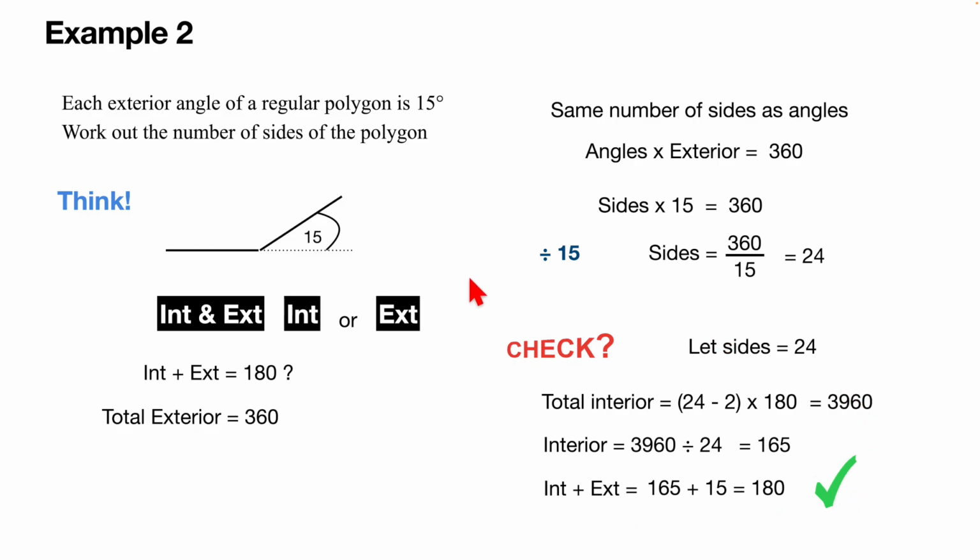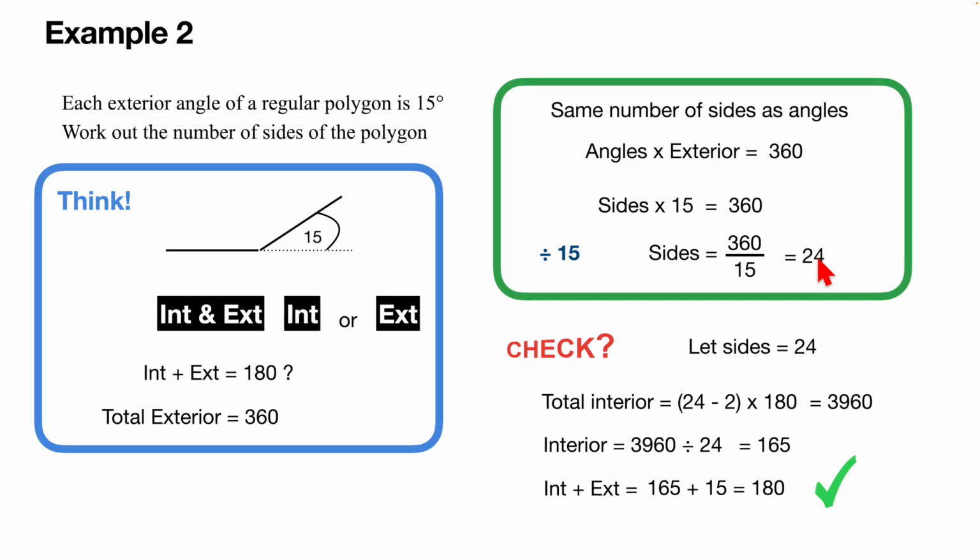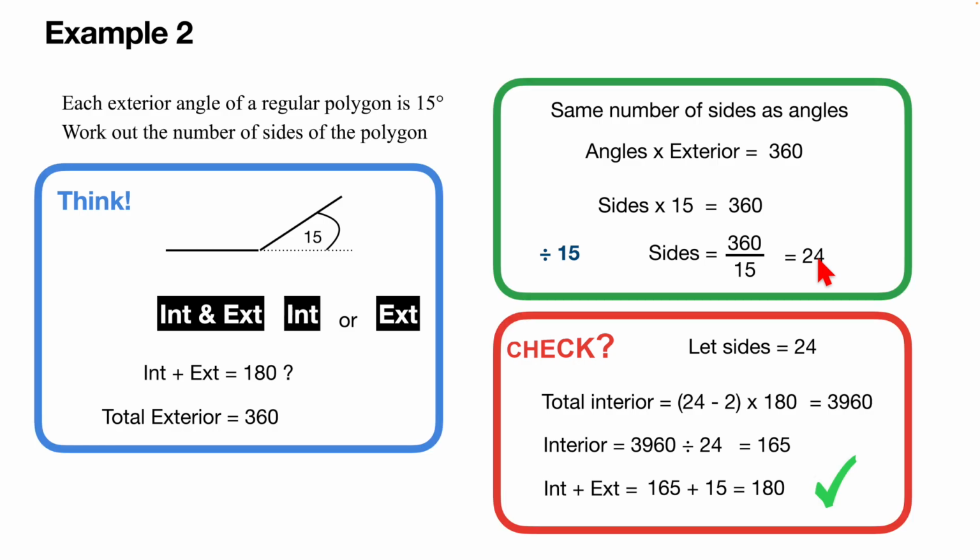The question is, well, each exterior is 15. All the exterior angles equal 360. So we'll divide 360 by 15 and we'll get the number of sides. We'll get the number of corners, and the corners is the same as the number of sides, 24. If you know what you're doing, that is an easy 2 or 3 points. Have a think, crunch some numbers. Checking in this case is harder than the question, so you might leave it to the end.